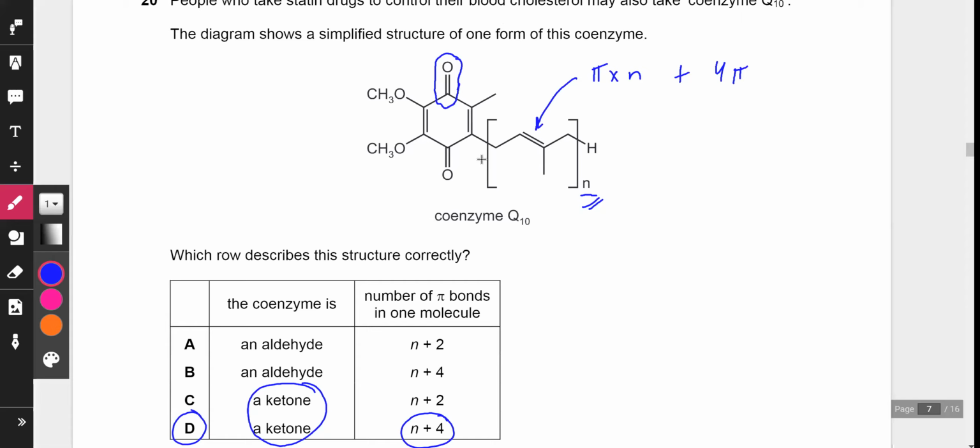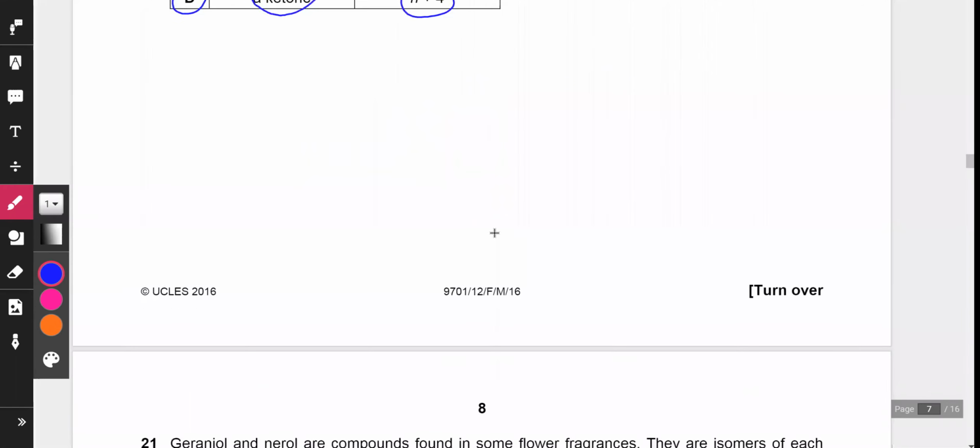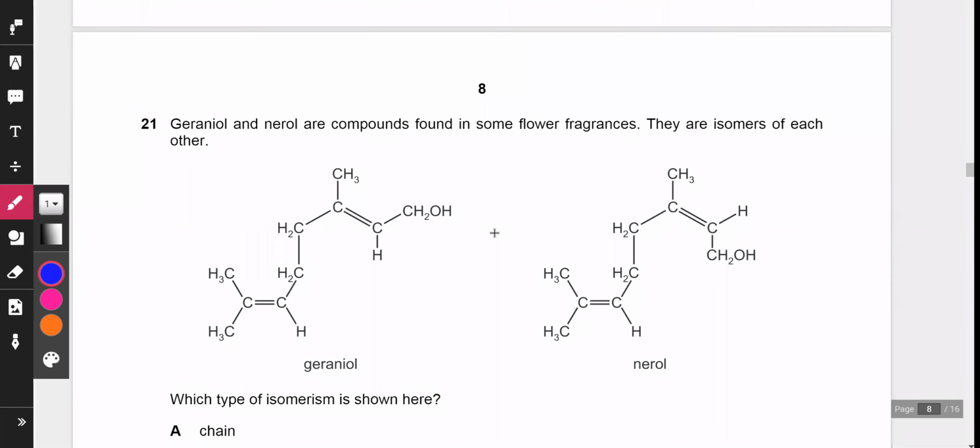Okay, is this clear as well? ठीक है, Minahil, is this clear? Yes, sir. Yes, sir. Acha.